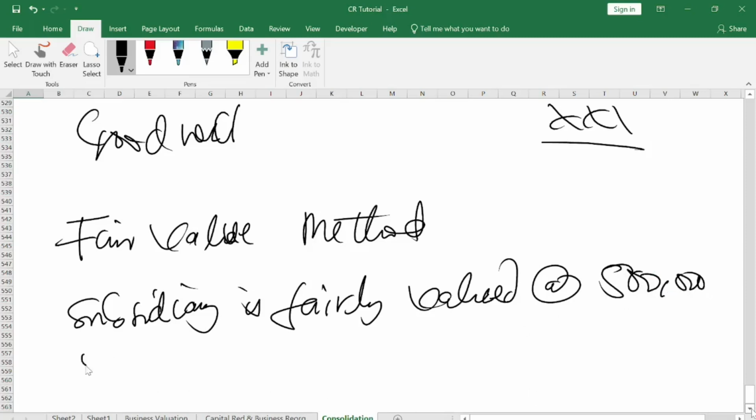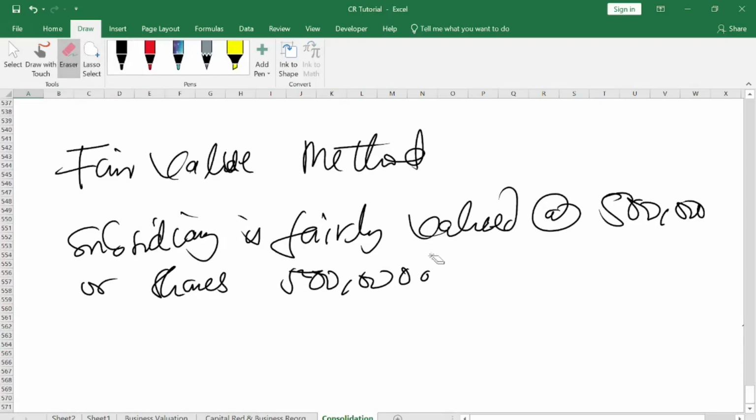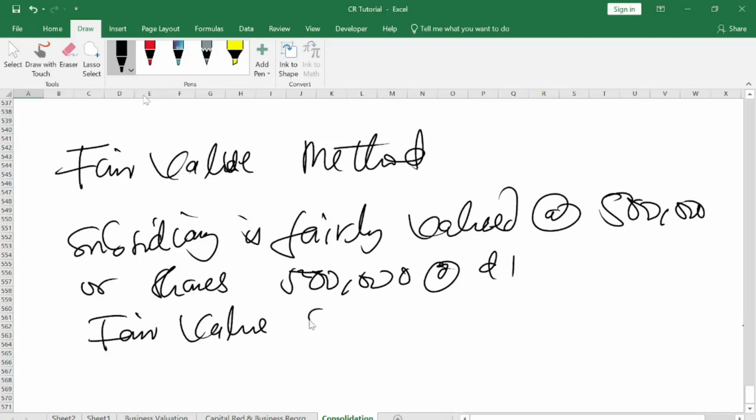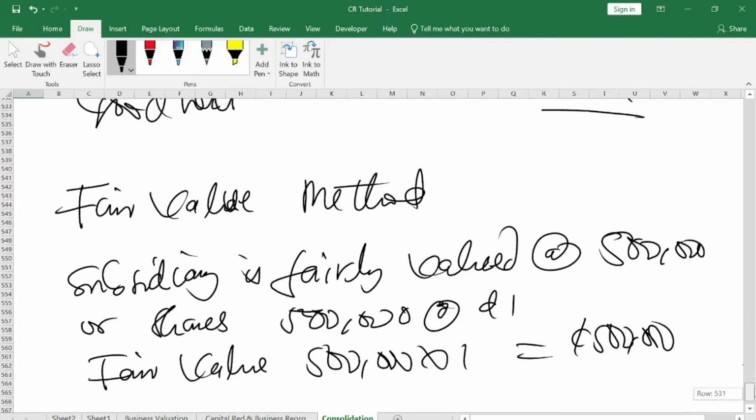Or they can give you maybe that the subsidiary has 500,000 shares at maybe 1 Ghana cedi. So you realize that the fair value of the subsidiary will be 500,000 multiplied by 1. That gives you 500,000 cedis. So it means the subsidiary is fair value. So that one you use the fair value method to determine the goodwill.